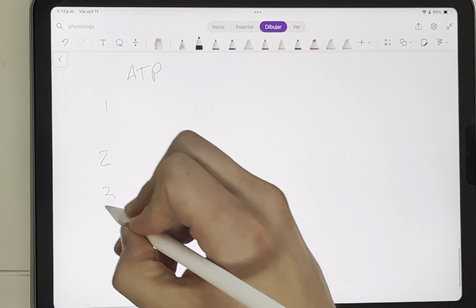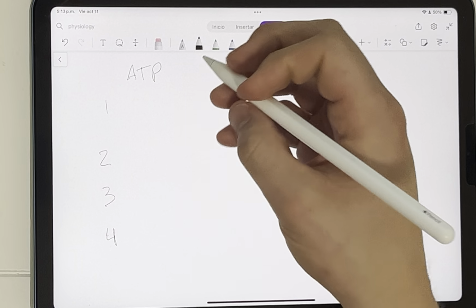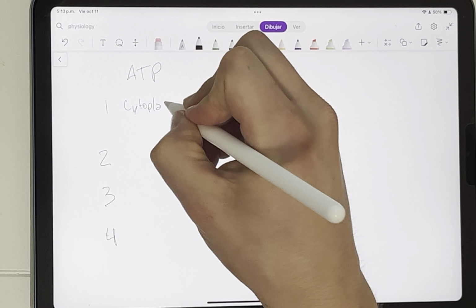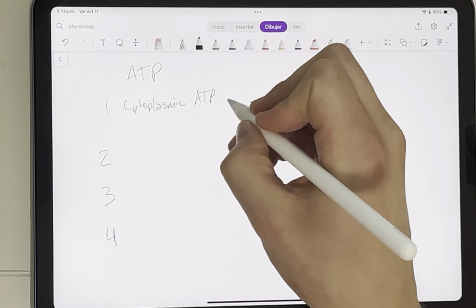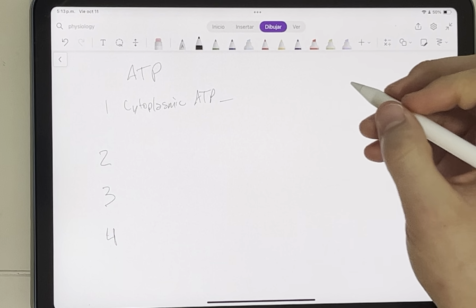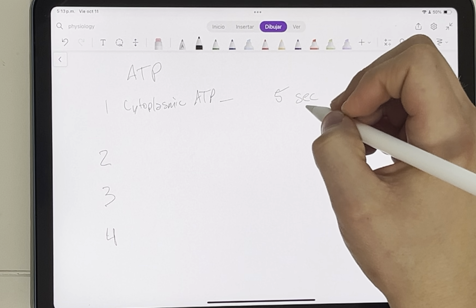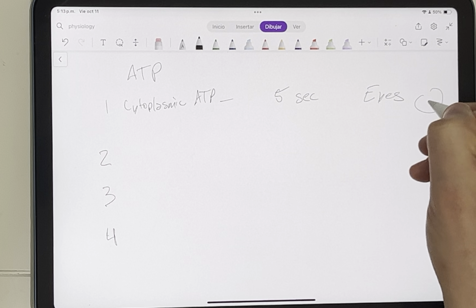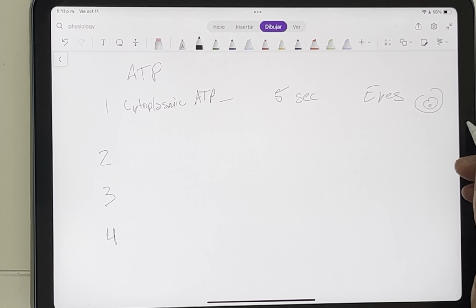Each lasts a different length of time, but they each have their particular uses. So our first type is called cytoplasmic ATP, or sarcoplasmic ATP, because these are muscle cells. So this is just inside the cell. It's just floating around. It lasts about 5 seconds. So any really quick movements. Our eyes use this a lot because our eyes don't need a lot of movement to adjust the iris. It's just really quick movements, so we use cytoplasmic ATP.